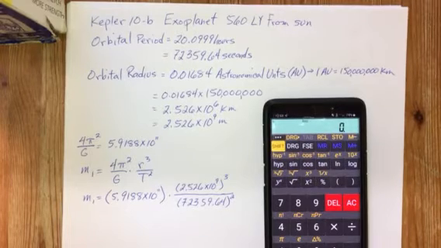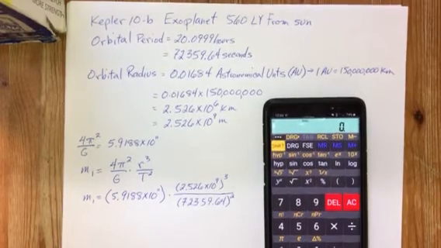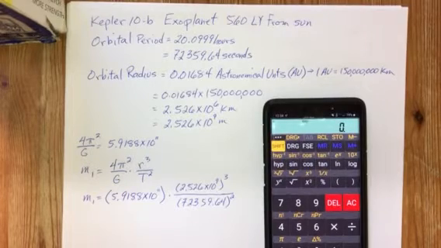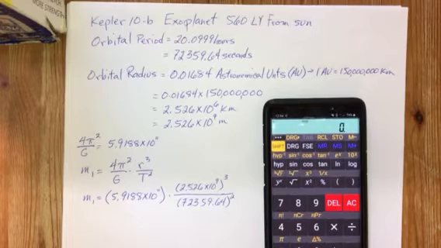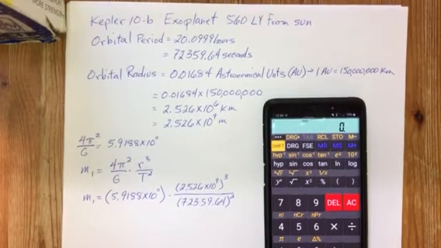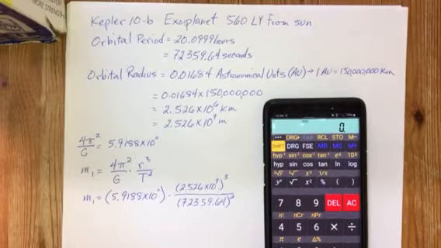The orbital period of Kepler-10b is 72,359.64 seconds, or in other words, 20.0999 hours. The orbital radius is 0.01684 astronomical units, and an astronomical unit is the distance from the Earth to our Sun, which is about 150 million kilometers. So we take this number, 0.01684, and multiply it by 150 million, and that gives us the orbital radius in kilometers for Kepler-10b.